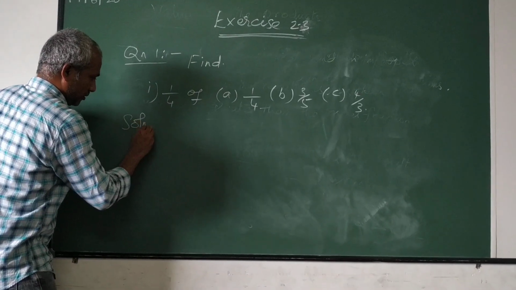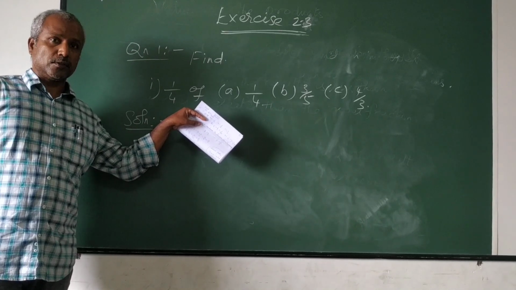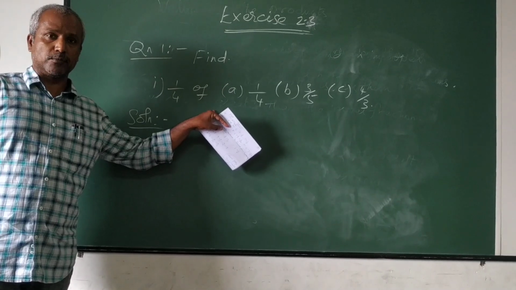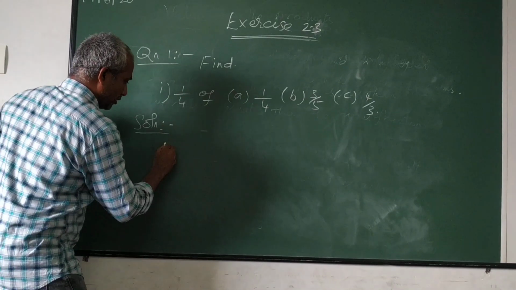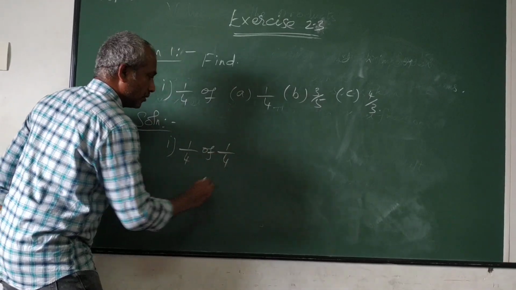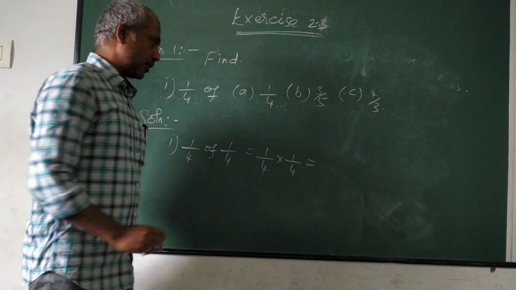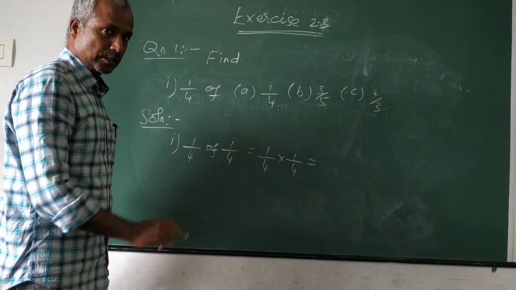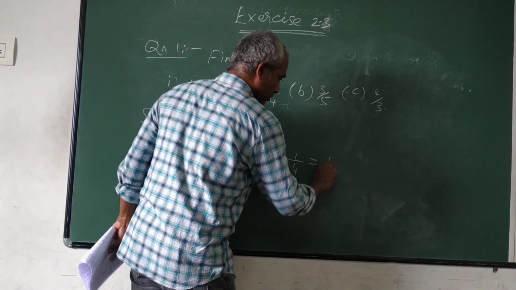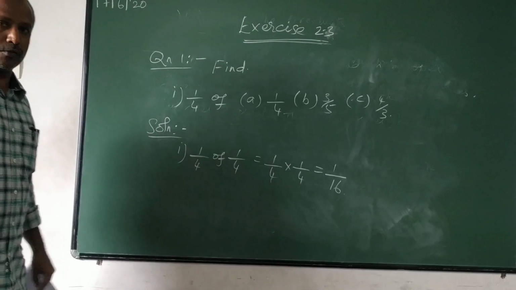Now, the solution of the first one. I already told you in the last class itself, any fraction of another one means you have to multiply. Of operator means multiplication. So, first, 1 by 4 of 1 by 4. Simply 1 by 4 into 1 by 4. You know the procedure of fraction multiplication. Just multiply numerator with numerator, denominator with denominator. 1 ones are 1, 4 fours are 16. This is the answer for 1 by 4 of 1 by 4.